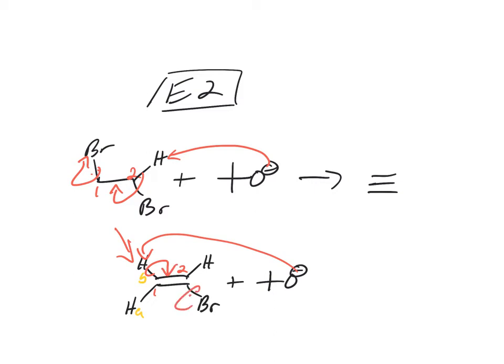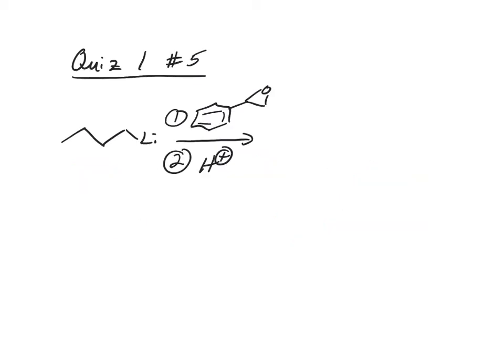Notice where the arrow goes, right between the bonds, showing that pi bond forming. And that leads us to our final product, 1 and 2, with these H's still there. Quick E2 recap, right? 1 step, 3 arrows, anti-periplanar, making pi bonds.